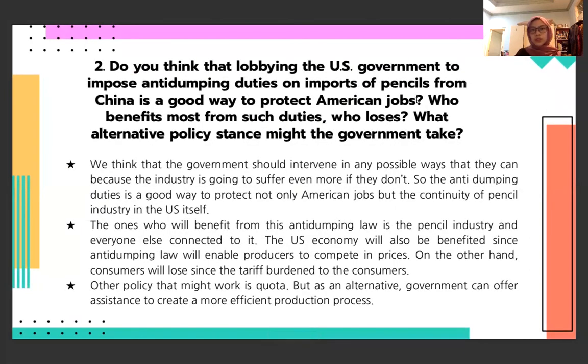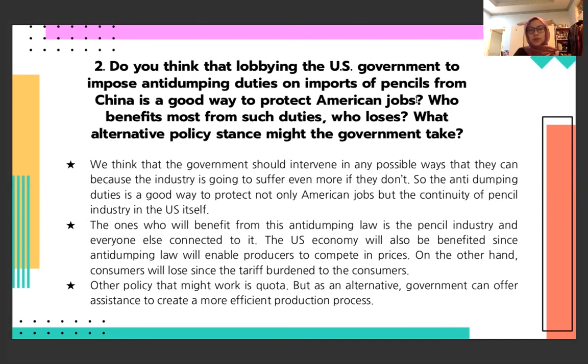The next question is, do you think that lobbying the US government to impose anti-dumping duties on imports of pencils from China is a good way to protect American jobs? Who benefits most from such duties and who loses? What alternative policy stance might the government take? We think that the government should intervene in any way possible because the industry is going to suffer even more if they don't.